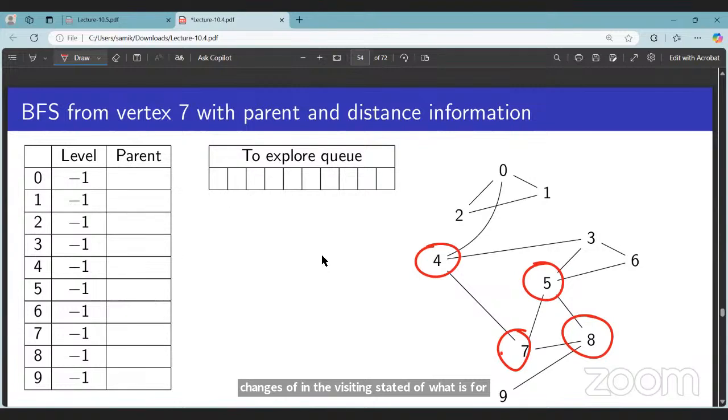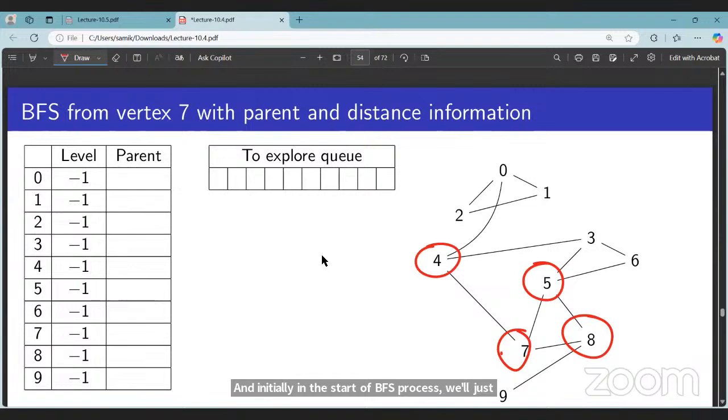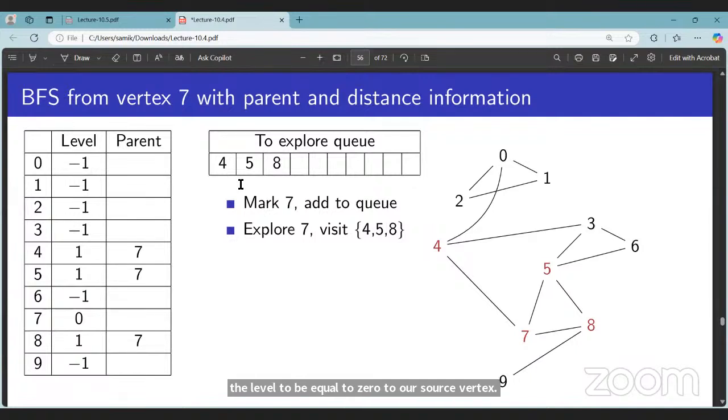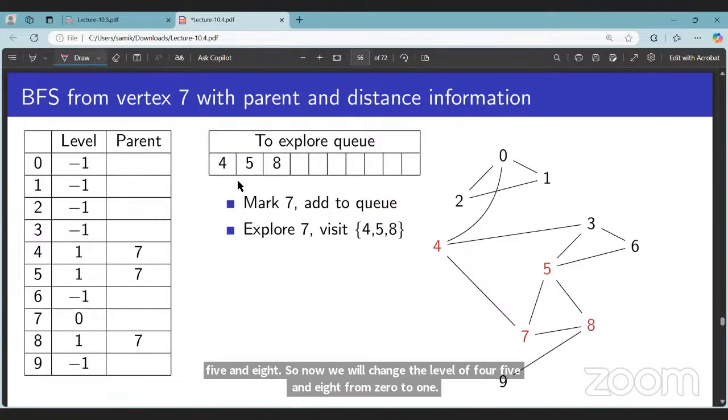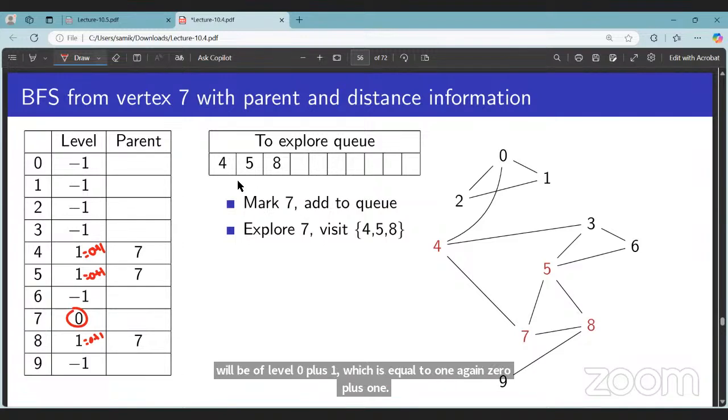Initially, at the start of the BFS process, we set the level of every vertex to -1. We start with the source vertex and set its level to 0. Again, we add it to the queue and explore 7. As we explore 7, we visit 4, 5, and 8. So now we change the level of 4, 5, and 8 from -1 to 1, because 7 is of level 0, so 4, 5, 8 will be of level 0 plus 1, which is equal to 1. And the parent of 4, 5, 8 will become vertex number 7.